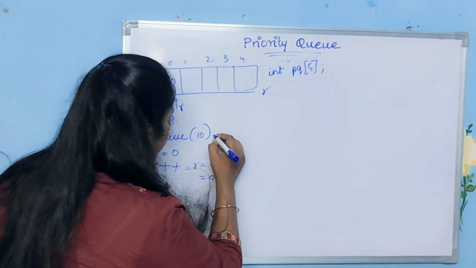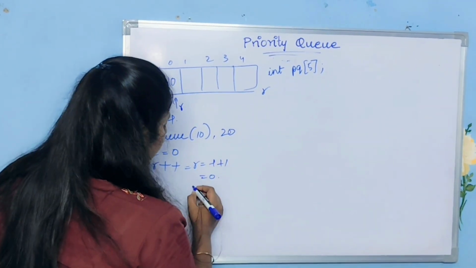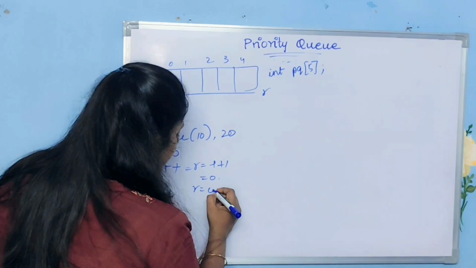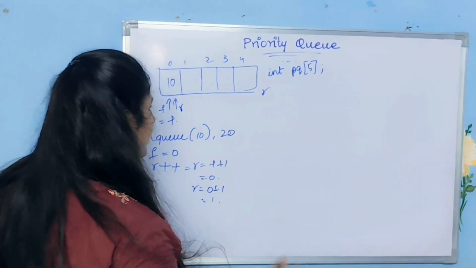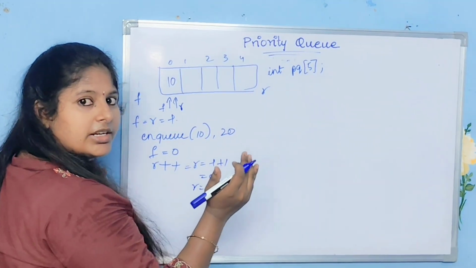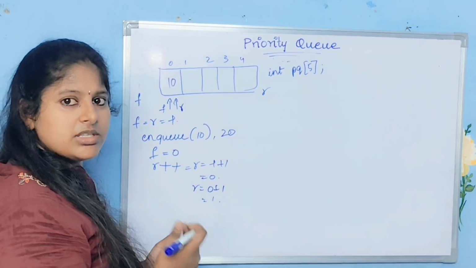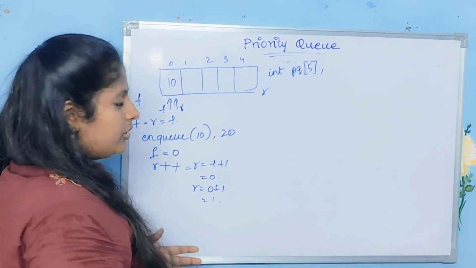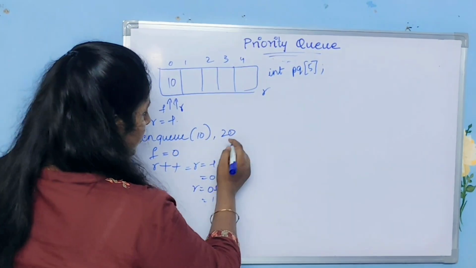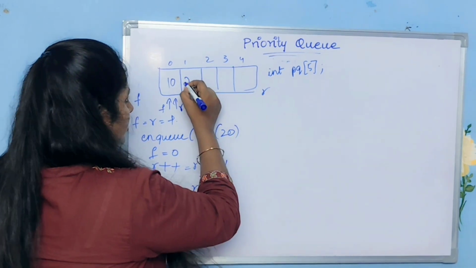Now I try to add one more element. So rear equals rear plus 1, which is 0 plus 1, is 1. Front stays the same and does not change all the time. Only when you try to delete elements does front keep incrementing. Now rear is incremented, and my new element 20 is stored at the first position.